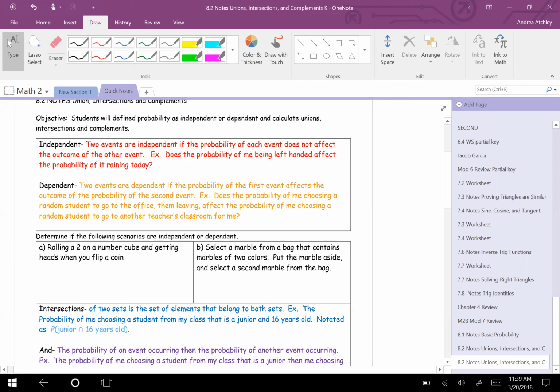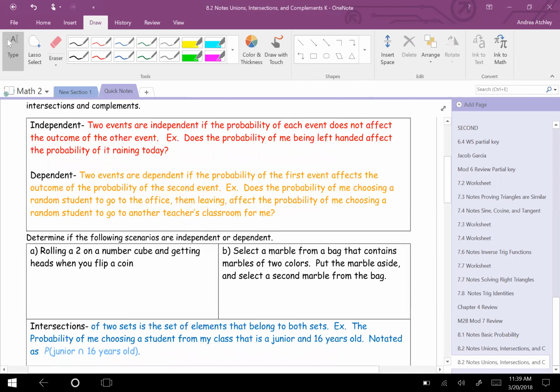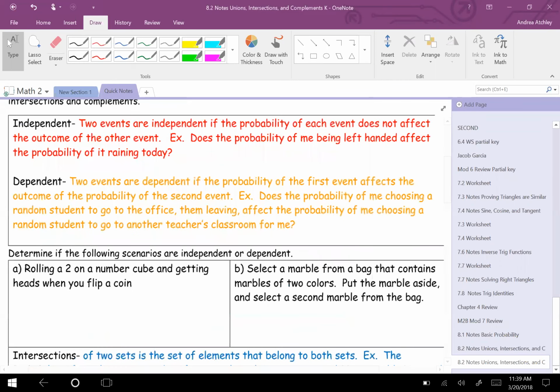Okay, so we're going to start with independent and dependent. Your notes look a little bit different than mine. It has all the same stuff. I just put it in a different order. So here's what you need to copy down.